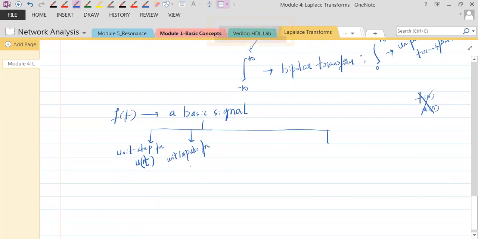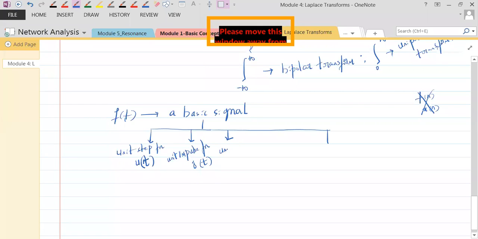Unit impulse function that is represented as delta of t. Since it is represented as delta of t, it is also called the delta function. Then we can have the unit ramp, which is represented as r of t.